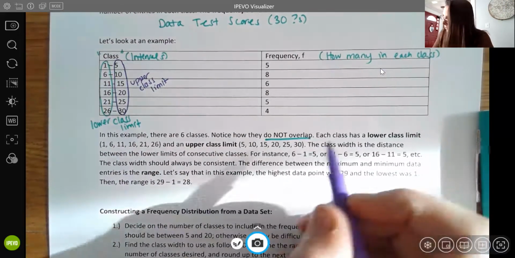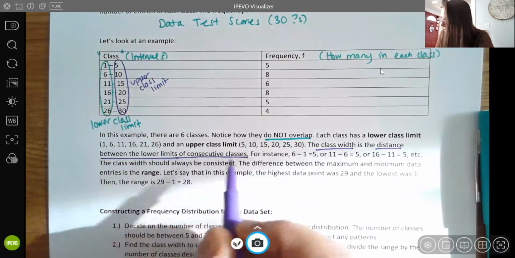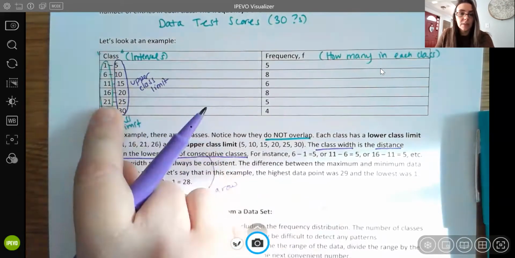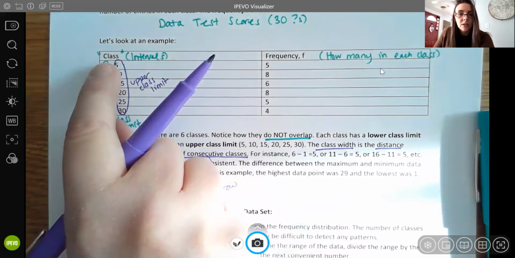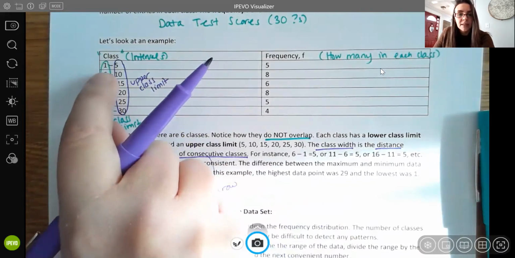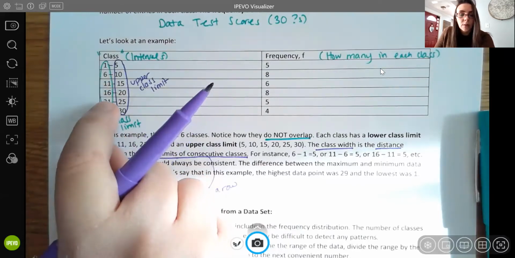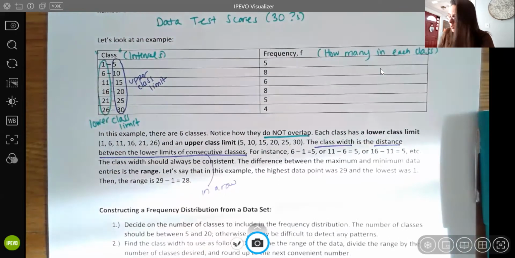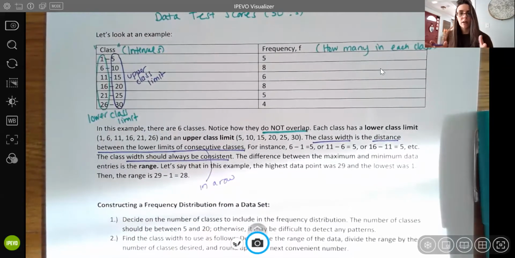The class width is the distance between the lower limits of consecutive classes. Now, the word consecutive means in a row. So you're looking at, let's say, just the lower limits. So your width would be 6 minus 1, which is 5, or 11 minus 6, which is 5, or 16 minus 11, which is 5, or 21 minus 16, which is 5, or 26 minus 21, which is 5. So notice that your class width is always consistent, right? So our classes are not all over the place. They're very organized. They're very systematic, and our width should always be the same.